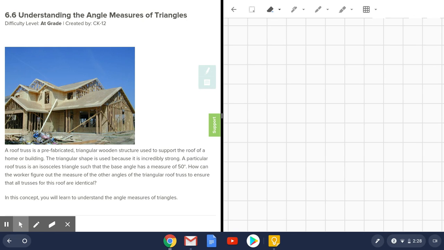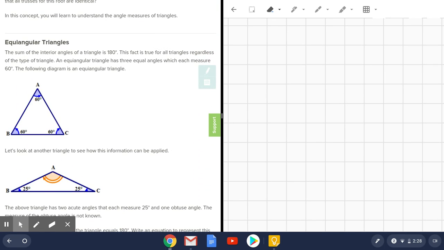A roof truss is a prefabricated triangular wooden structure used to support the roof of a home or building. The triangular shape is used because it is incredibly strong. A particular roof truss is an isosceles triangle that has this base angle and a measure of 50 degrees. How can the worker figure out the measure of the other angles of the triangular roof truss to ensure that all trusses of the roof are identical? In this concept, we're going to learn how to do this using angle measures of triangles. So let's get right into things here.